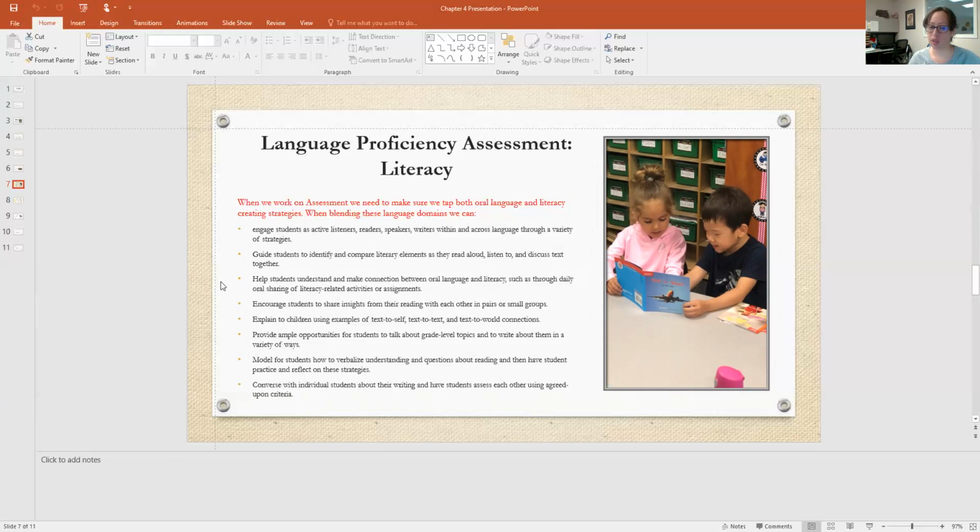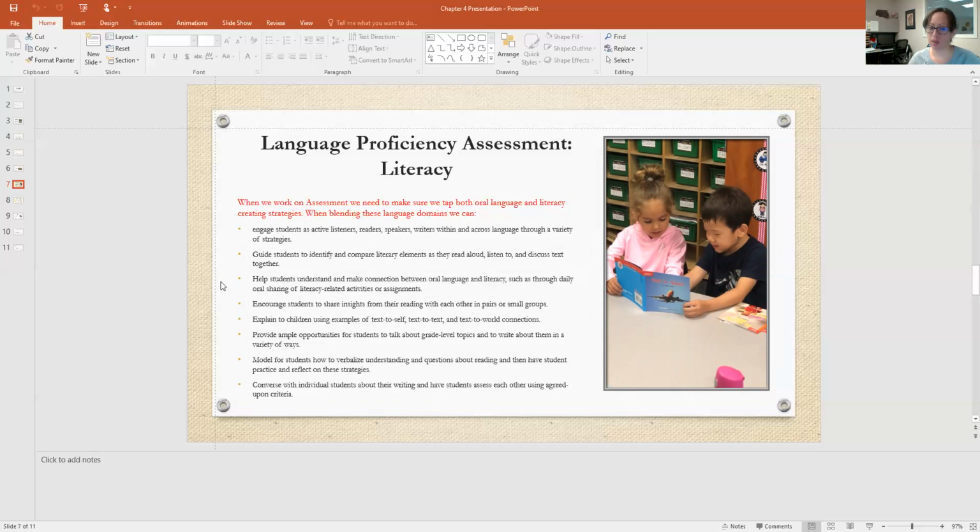So help students understand and make connections between oral language and literacy, such as through daily oral sharing of literacy related activities or assignments. Let's make this fun. Encourage students to share insight from their reading with each other in pairs or small groups. Explain to children using examples of text to self, text to text, and text to world connections.